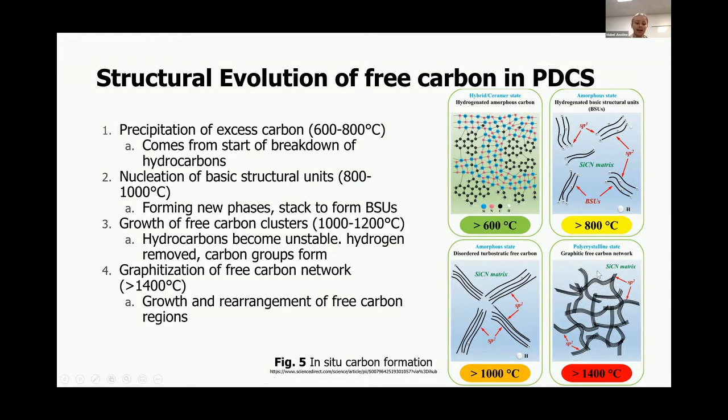And then in the last stage here, oh, and also I forgot to mention that the basic structural units are beginning to link here, so they're not completely independent anymore. And then in this last stage, they're continuing to link, and this is going to be the graphitization of the existing carbon network. So the carbon stacks are going to rearrange and expand and form into a material that has a crystalline structure that is pretty similar to that of graphite. And this is going to happen at very high temperatures, over 1400 degrees Celsius.